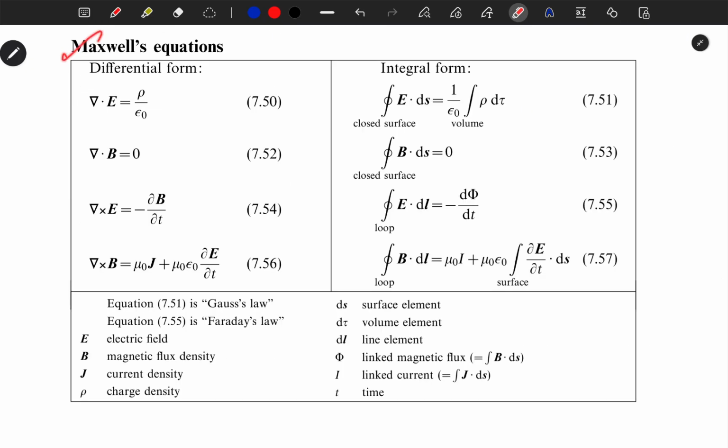Now the Maxwell equations: divergence of E equals rho by epsilon 0, divergence of B equals 0, curl of E equals minus del B by del t, curl of B equals mu 0 J plus mu 0 epsilon 0 del E by del t. This is the integral form: the first, Gauss's equation; the closed surface integral of B is 0; the loop integral of electric field equals minus d phi by dt; and the loop integral of B equals mu 0 I plus mu 0 epsilon 0 integral of del E by del t dot ds.